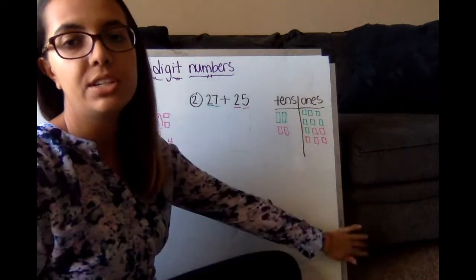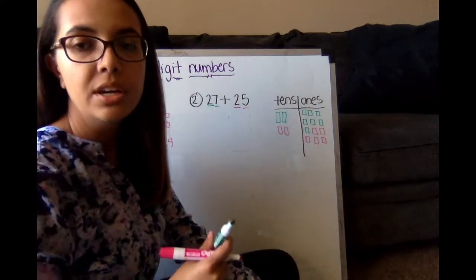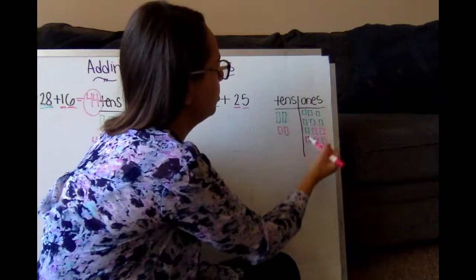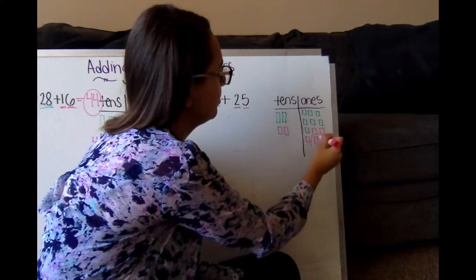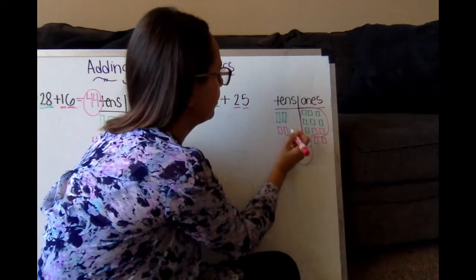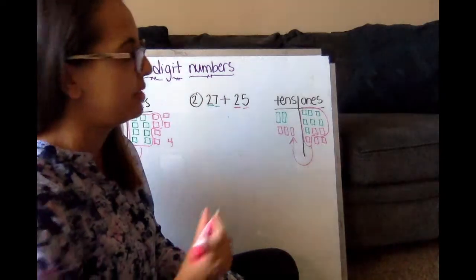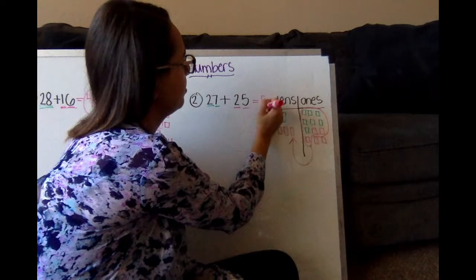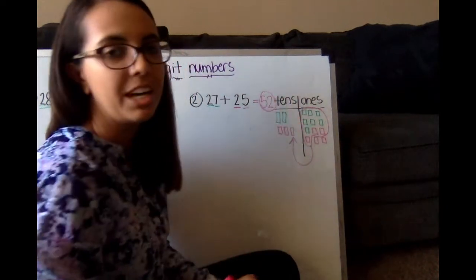Okay. Let's go ahead and do the same thing like we did over here. There were too many ones, so we're going to go ahead and group a group of tens and make them into 1 ten. 1, 2, 3, 4, 5, 6, 7, 8, 9, 10. Okay, let's see how many tens we have now and how many ones we have left over. 1, 2, 3, 4, 5. And 1, 2. So our answer becomes 52.